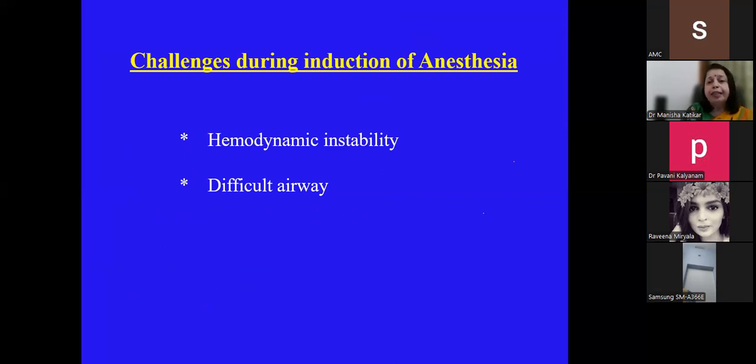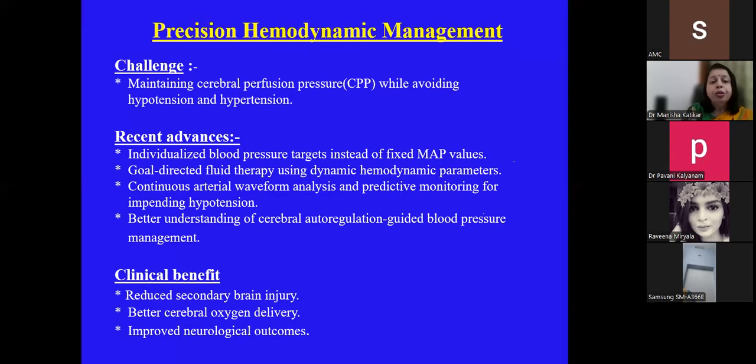So there can be challenges during induction of anesthesia. You might get hemodynamic instability and you might get a difficult airway. So the hemodynamic management should be very precise. Why? Again, I will tell you, we have to maintain, remember this word, cerebral perfusion pressure. This CPP has to be maintained, and we have to avoid hypotension and hypertension. So we have to individualize the blood pressure targets instead of fixed mean arterial pressure values. And how will you know the blood pressure targets for an individual person? You must know his preoperative blood pressure levels.